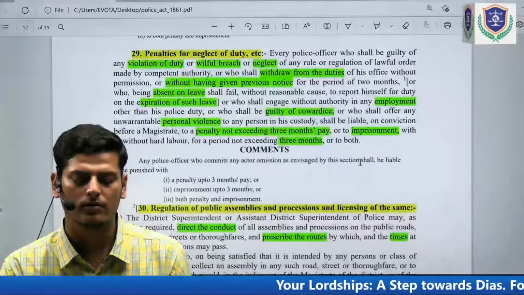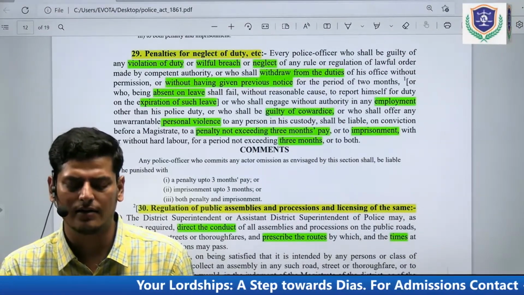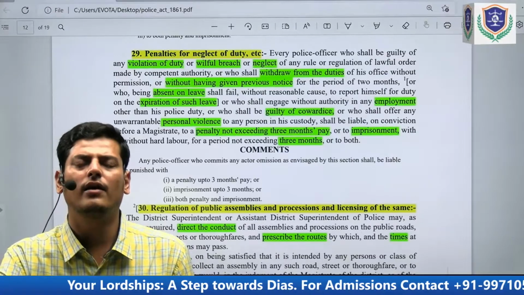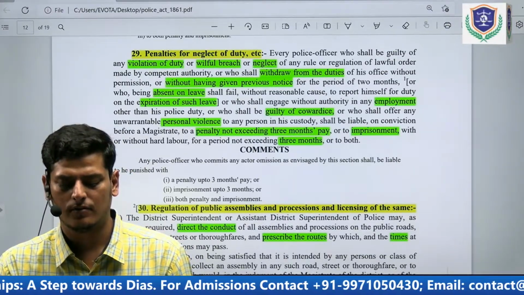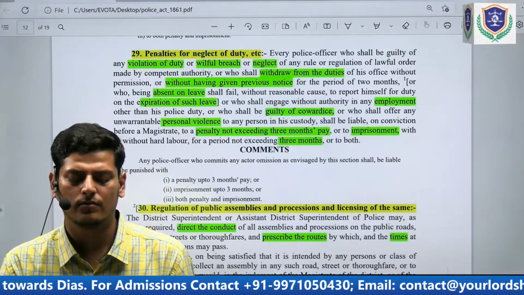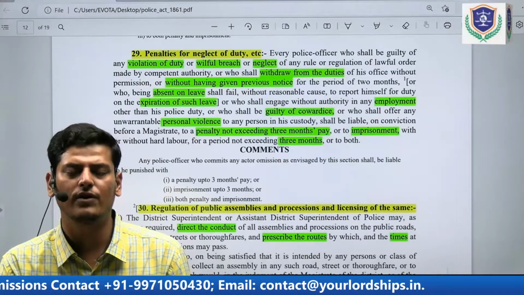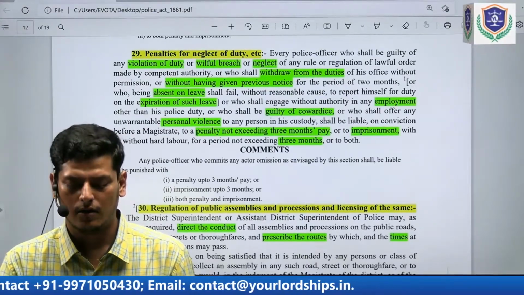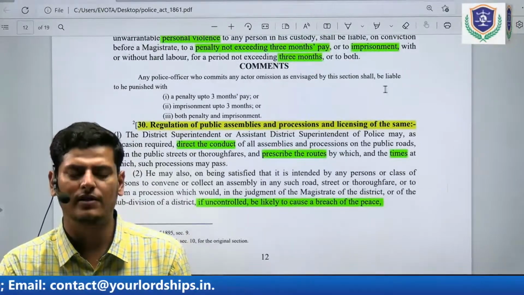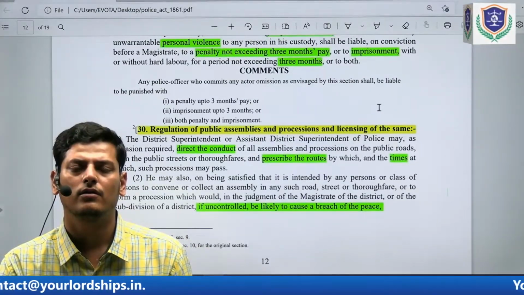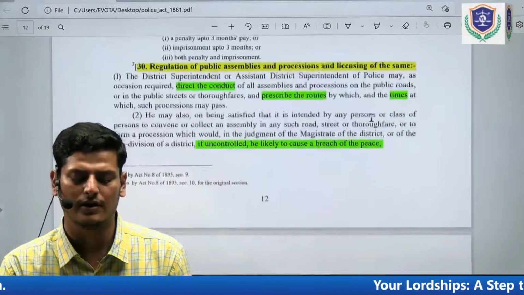For what? For neglect of duty, for willful breach, for neglect, or all the duties that we have seen: employment, leave, cowardly attitude, taking the permission, not withdrawal from the duty. So if he has violated any such duty, then penalty may be inflicted by the magistrate up to 3 months pay or up to 3 months imprisonment under section 29.